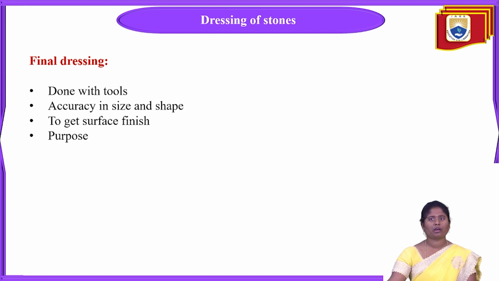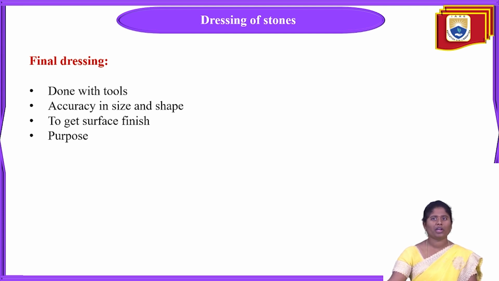And next one is accuracy in size and shape. Accuracy is nothing but uniformity. Uniformly we have to size and shape these stones. After giving the shape and size to these stones, accuracy will be there. Uniformly we have to do this size and also shape.